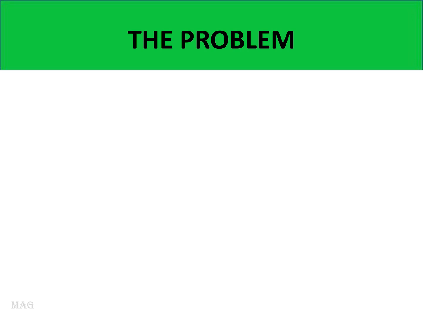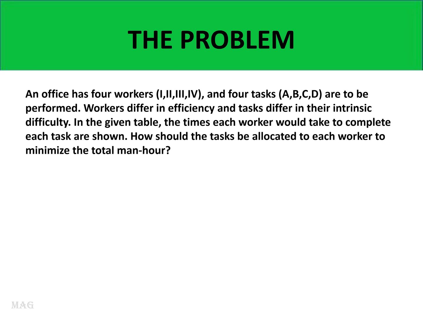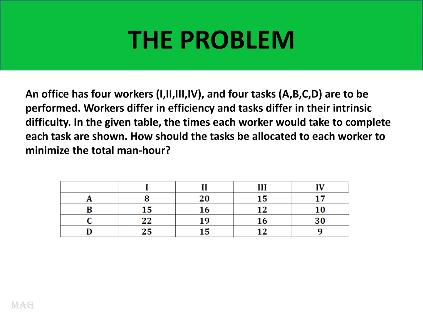Let us consider an example problem. An office has 4 workers and 4 tasks are to be performed. Workers differ in efficiency and tasks differ in their intrinsic difficulty. In the given table, the times each worker would take to complete each task are shown. How should the tasks be allocated to each worker to minimize the total man-hours?